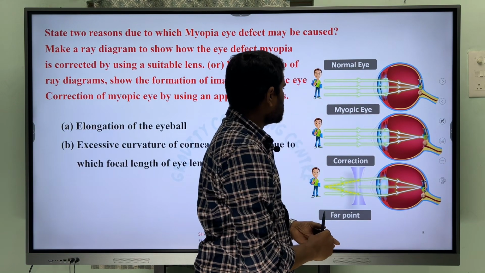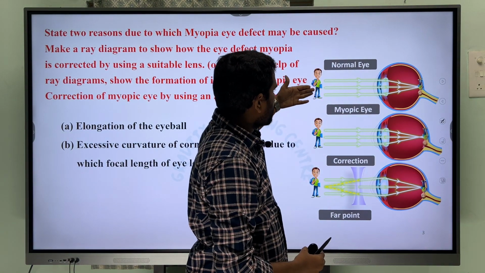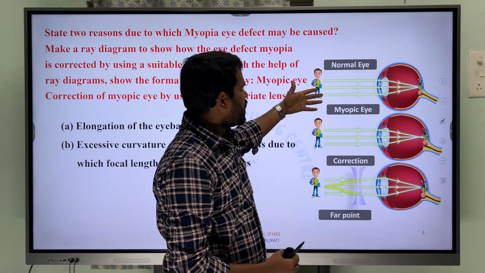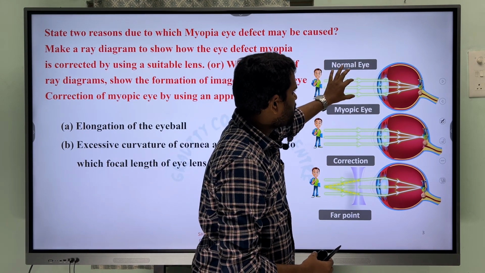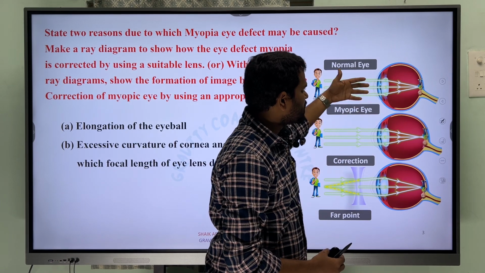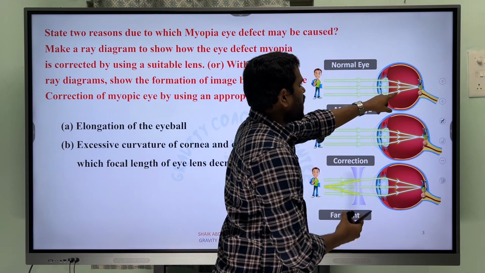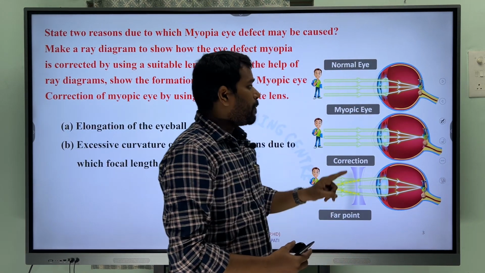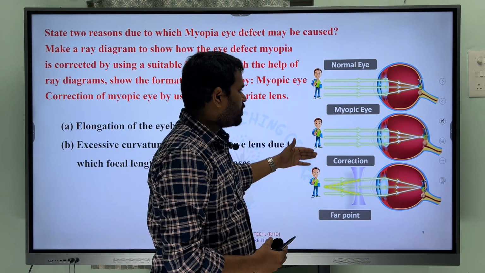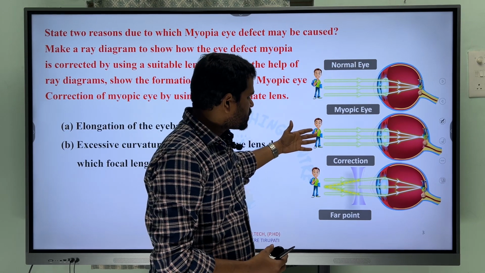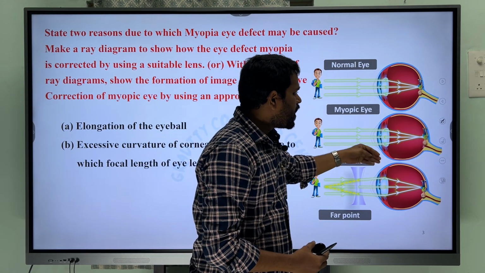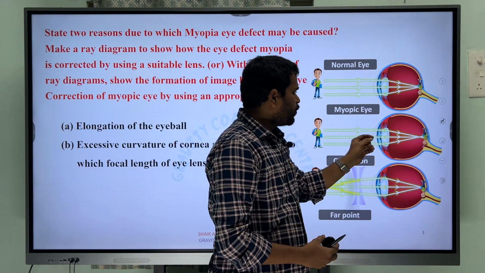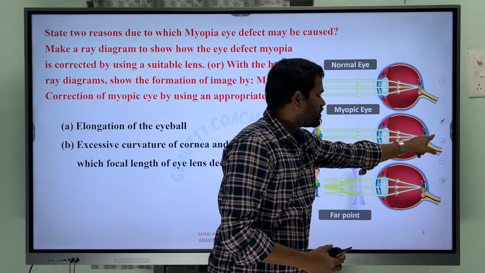So what happens is, see these rays, when the object is at very far distance, suppose it is at infinity, parallel rays will be coming, right? And at the cornea and the eye lens, they bend, and the image is perfectly formed at the retina for the normal eye. But for the myopic eye, when the object is at infinity, these parallel rays will not be able to converge at the retina, due to which, see, the image is blurred.